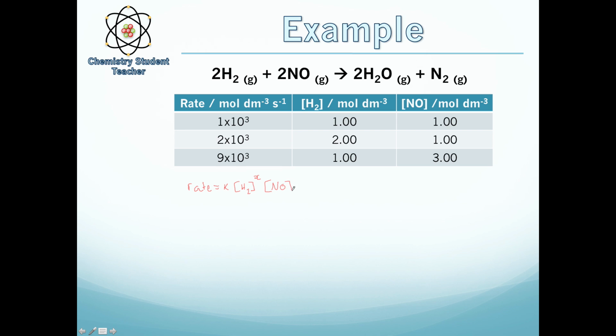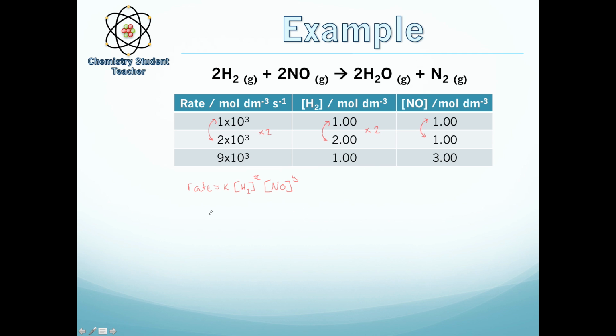And times by the concentration of NO to the power of Y. That could also be 0, 1 or 2. So we look at hydrogen first. Well, in the first reaction between these two, NO stays the same, so we can kind of disregard this bit because it stays the same. It's not going to affect the change in rate. This change between these two is coming about because of the change in hydrogen here. So we look at the change in hydrogen. The concentration of hydrogen is doubled and the rate also doubles.